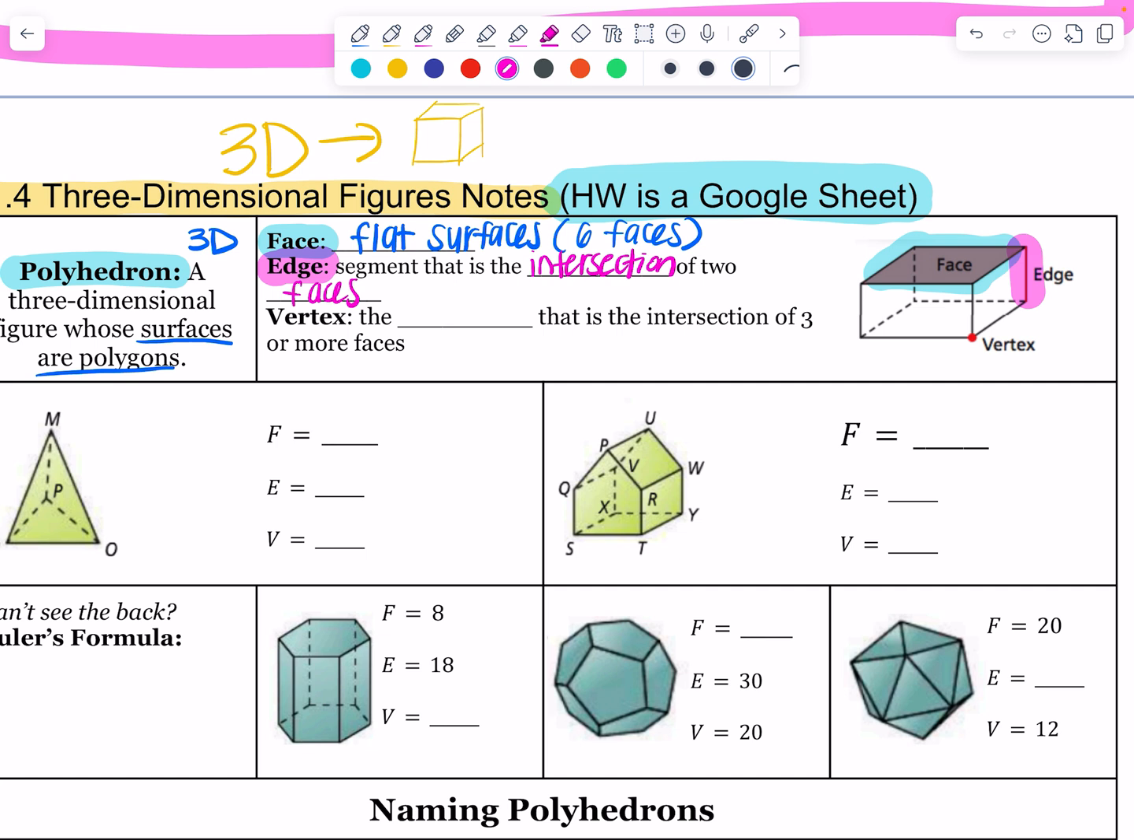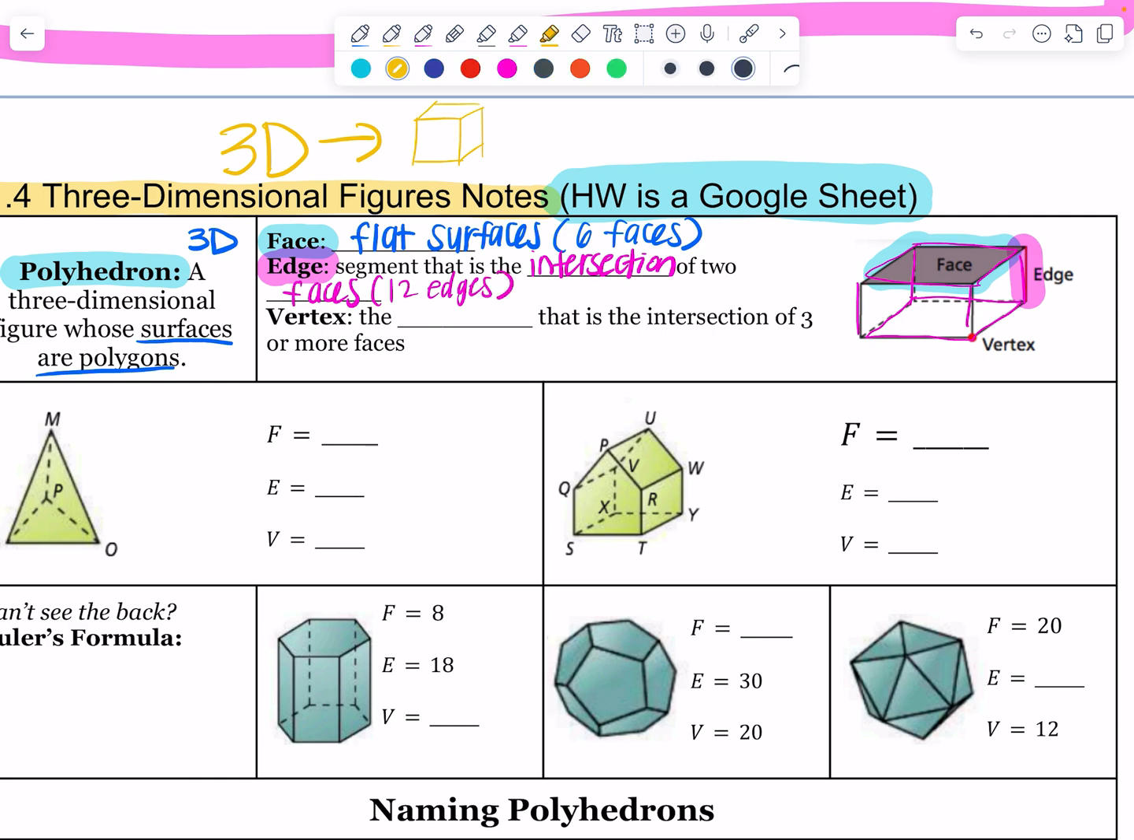So how many edges would I have on this? Let's go ahead and outline them. 1, 2, 3, 4 on the top. Vertically, 1, 2, 3, 4 on the walls. And then 1, 2, 3, 4 on the bottom. So 4 plus 4 plus 4 is going to make 12 edges total in that picture.